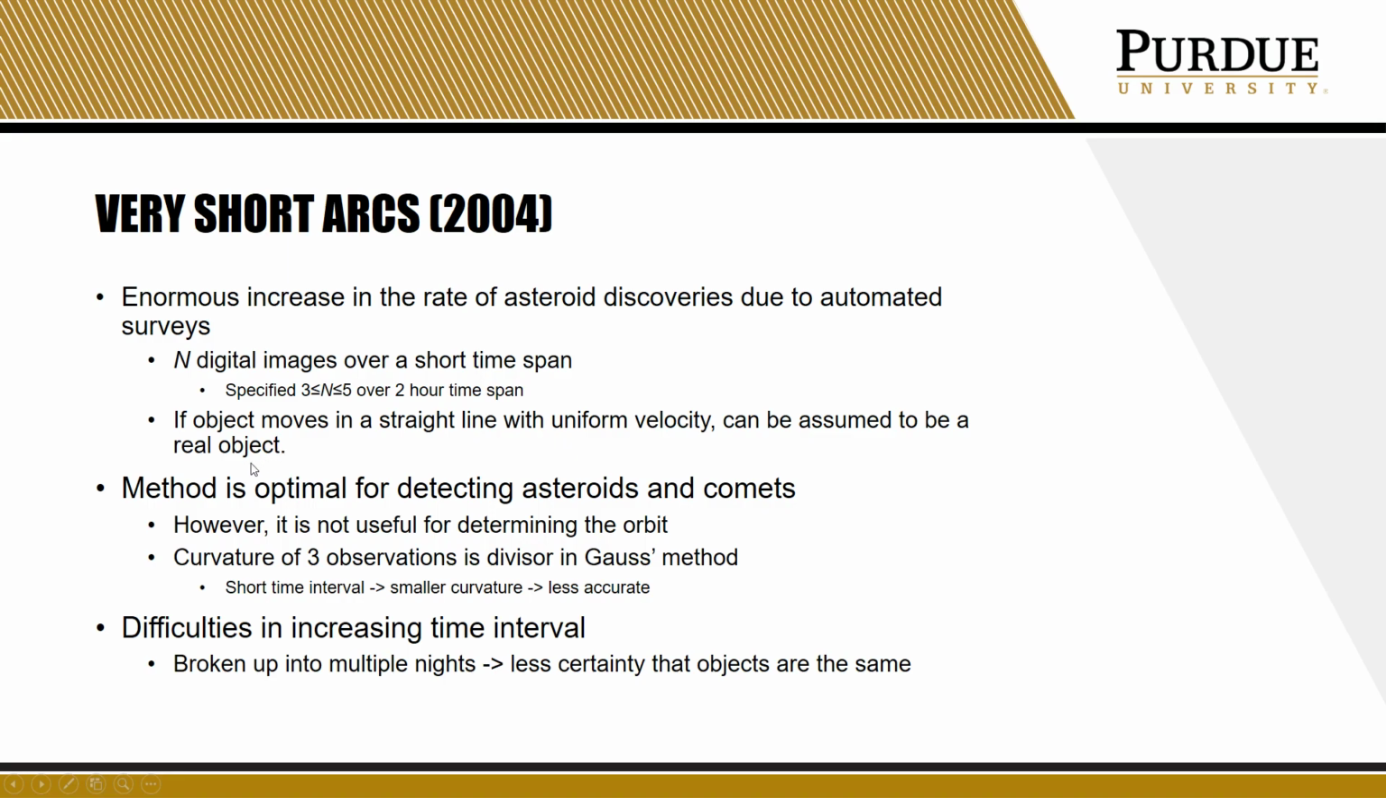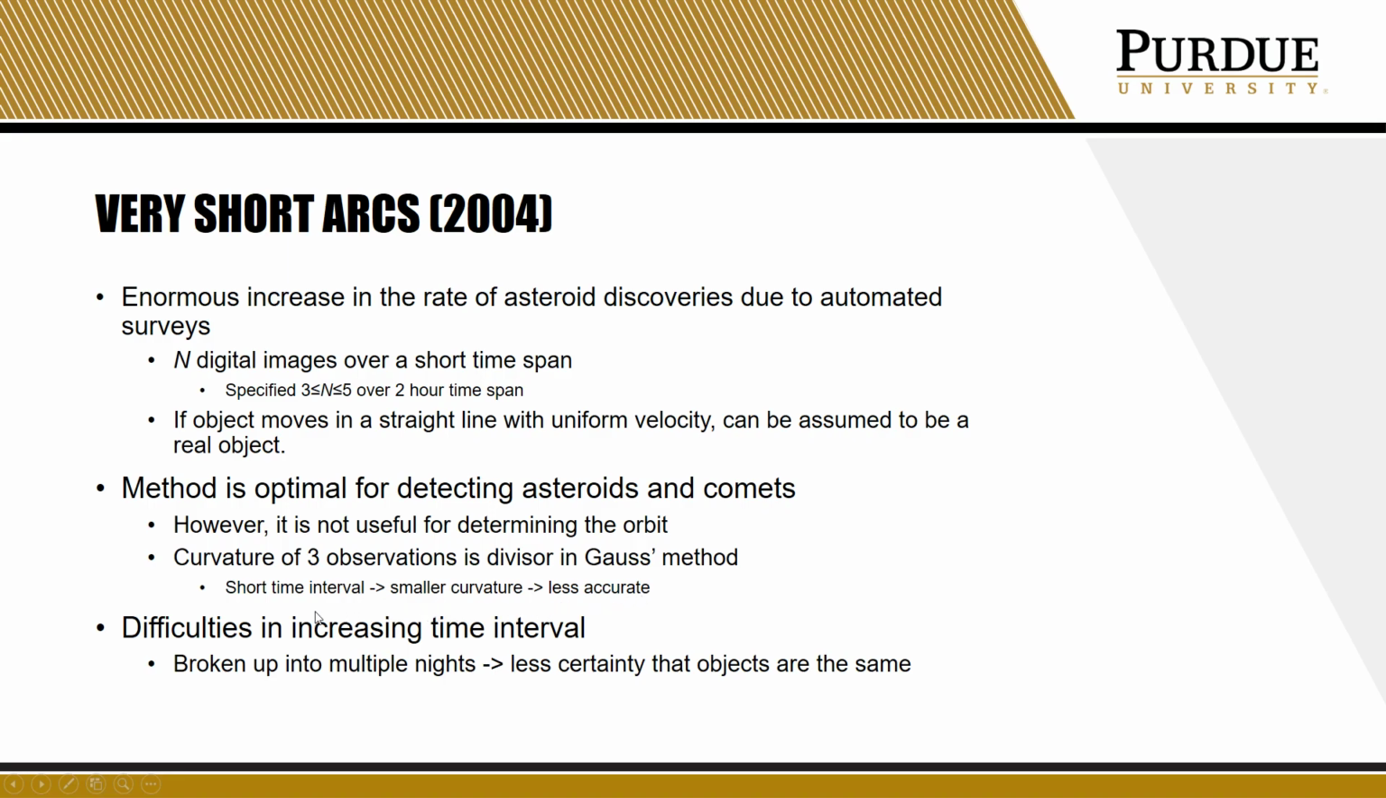He says that method is optimal for detecting asteroids and comets, knowing that they are asteroids or comets, but it does not give us any really useful information on determining the orbit. This is due to the fact that the curvature created by those three observations appears as a divisor using Gauss's method. Over that short time interval, without much movement between observations, there's a much smaller curvature created by the method, so the orbit that is produced by Gauss's method is much less accurate because of this.